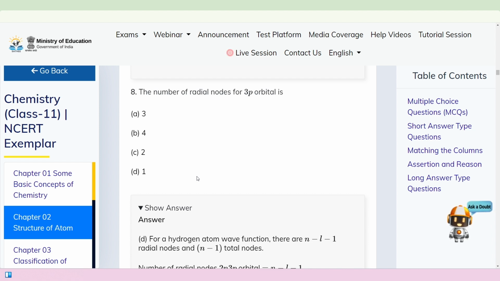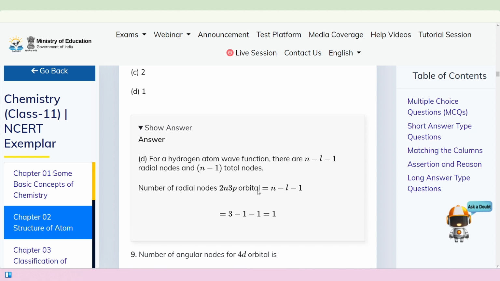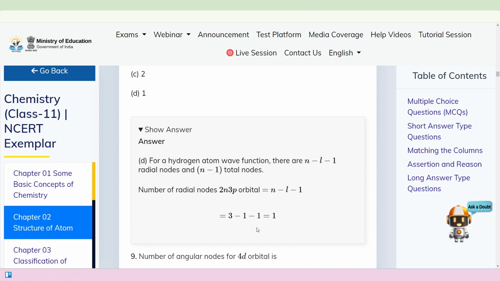What is the value of n here? So this is 3. The value of n will be equal to the shell number. So n is equal to 3. What is the value of L here? So it is p subshell. Okay, so s subshell means L is equal to 0, p subshell, L value is 1. Now n minus L minus 1, so 3 minus 1 minus 1. That would give you 1 radial node. Okay, so the number of radial nodes is 1.